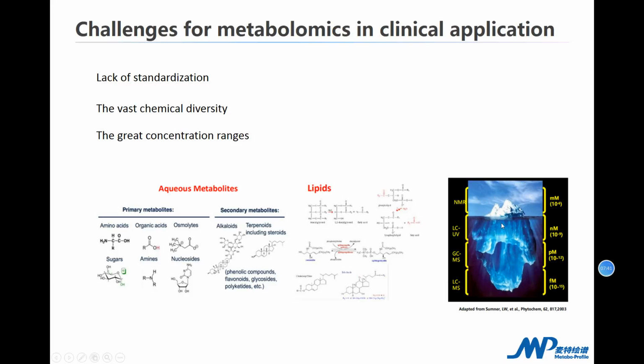Meanwhile, the concentration ranges of metabolites can span over a dozen orders of magnitude, with compounds like glucose in millimolar range in blood, and compounds such as some eicosanoids down in the femtomolar range.